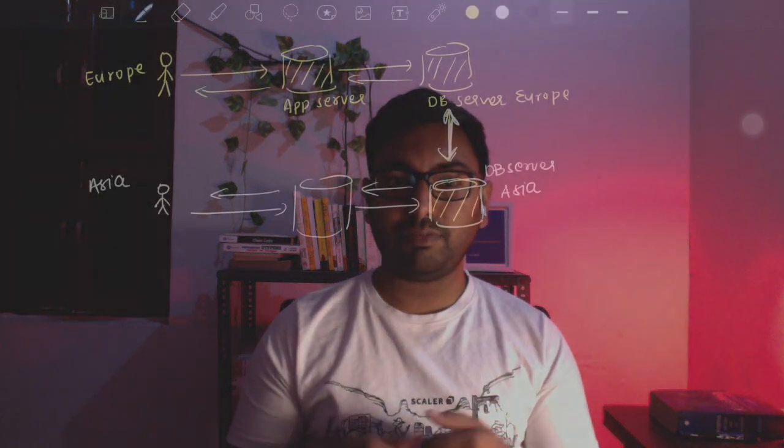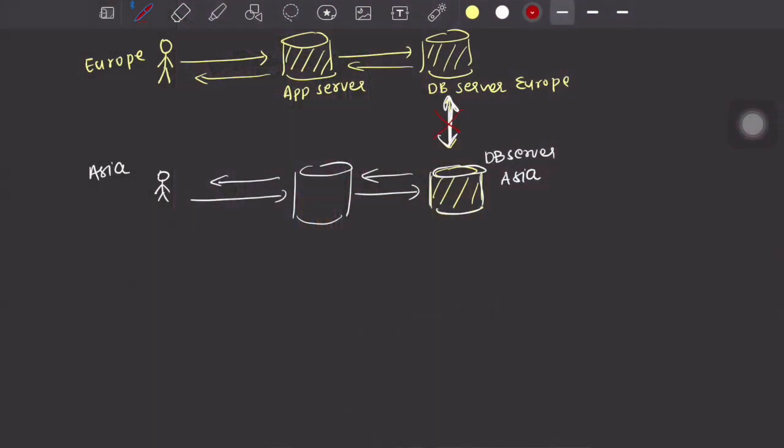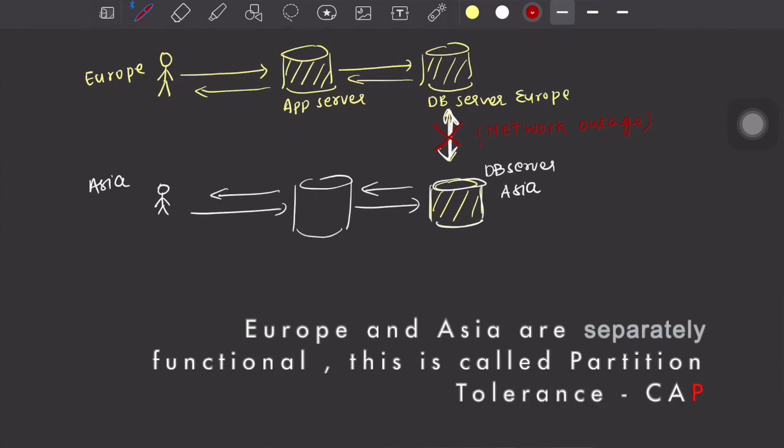Well, issue occurs when one of the DB nodes loses connection with another DB node, hence won't be able to send or receive data with other nodes. This will result in a state of partition. This partition can happen due to network outages or other reasons, but different parts of the system are still functional. And this property of distributed system is called partition tolerance. This is P of CAP theorem.